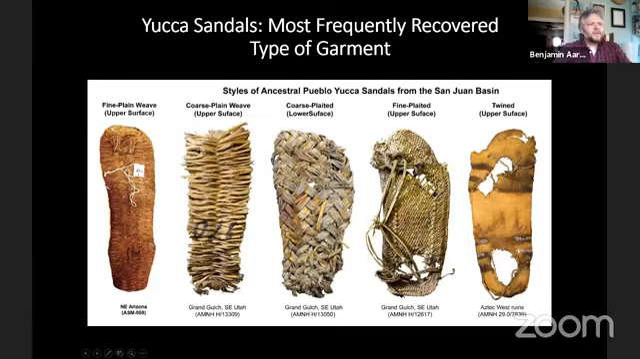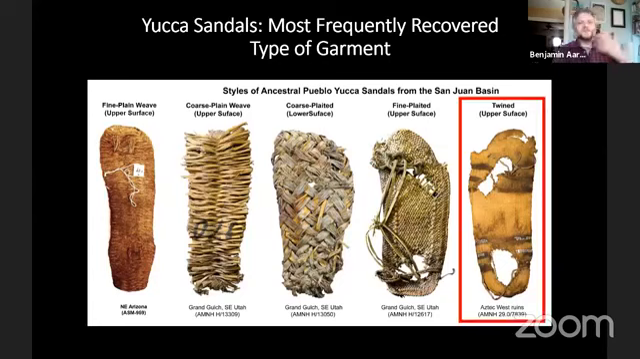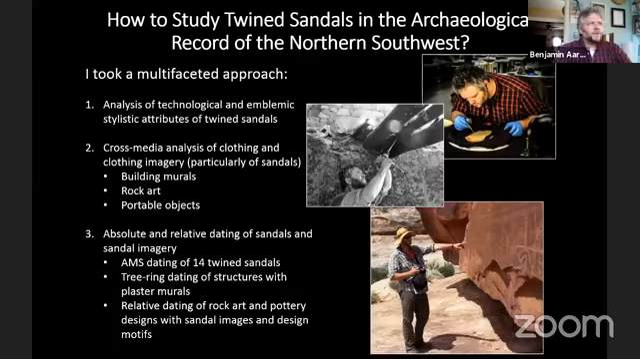Then we have, second from the right, a little bit fancier, or substantially fancier, these fine plaited or fine twill plaited sandals. And these are, again, yucca leaf elements that are minimally processed, but a little more processed than in the coarse sandals. And then on the right here, we have what we call twine sandals. And these are the most complexly woven textiles ever produced in the northern Southwest. And I'm going to be talking a lot more about these as we go.